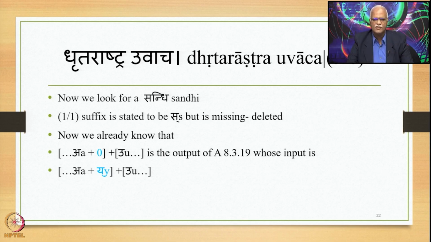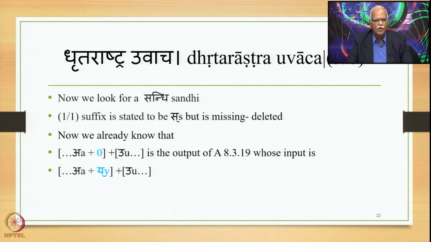So the 1/1 suffix is stated to be sa, but it is missing here. So we conclude that this is deleted, which means that this is a zero substitution. Now we already know that if we have this particular scenario, a plus 0 at the end of the pada plus u at the beginning of the next pada, if this is the environment, then this is the output of 8319, Lopah Shakalyasya, whose input is a plus ya plus u, a plus ya at the end of the pada.